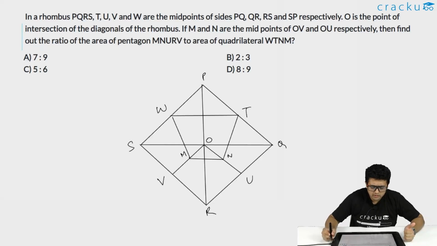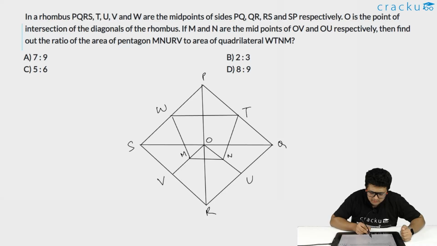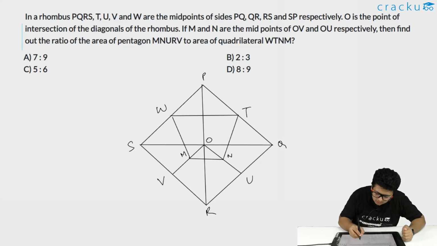In this question, we're given a rhombus PQRS. A rhombus is a figure where all four sides are equal, but the diagonals are not, though they intersect each other. The midpoints of the sides PQ, QR, RS and SP are W, T, U and V. And O is the point where the diagonals intersect. M and N are midpoints of OV and OU respectively. Then find the ratio of the area of the pentagon MNURV to the quadrilateral WTNM.